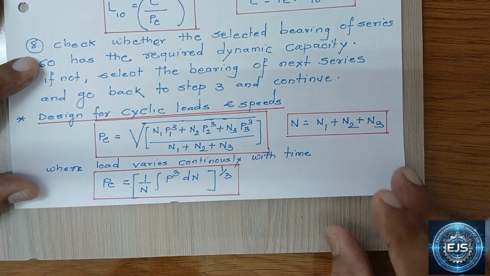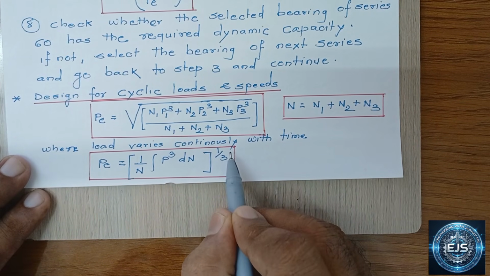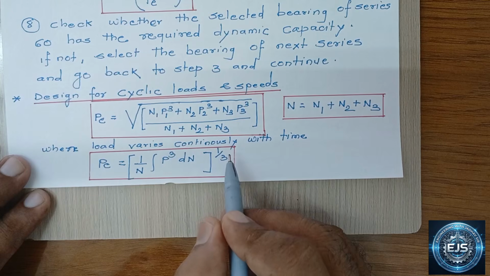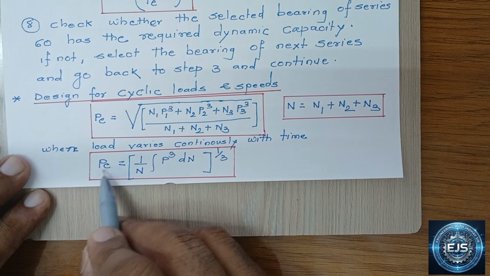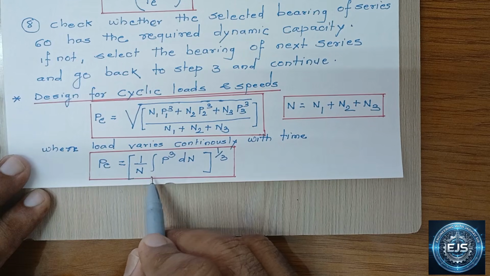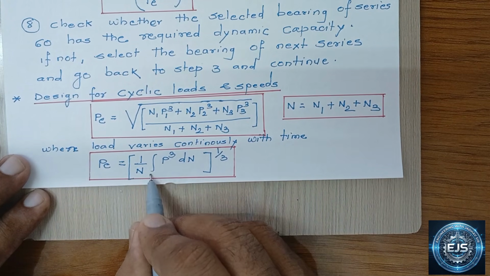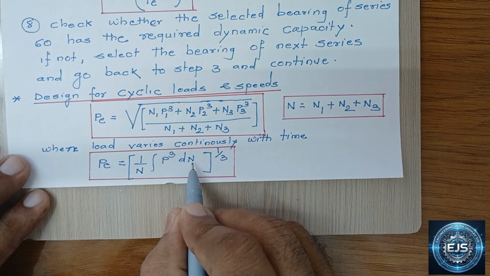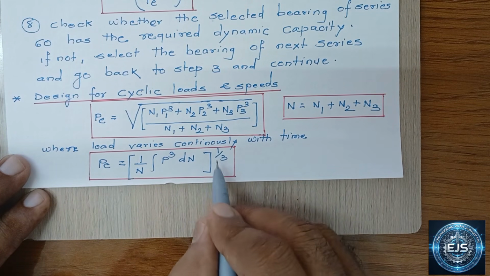So we have to use this formula. When the load on the bearing is not of constant magnitude with respect to time, if the load varies continuously with respect to time, then the equivalent dynamic load is calculated as 1 upon N, where N is the life of the bearing in millions of revolutions, multiplied by the integral of P cube with respect to dN, all raised to 1/3.